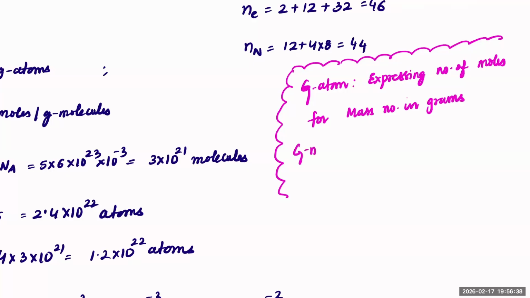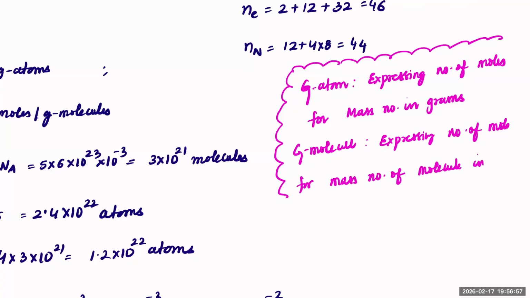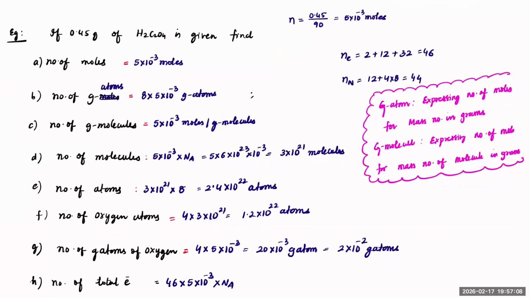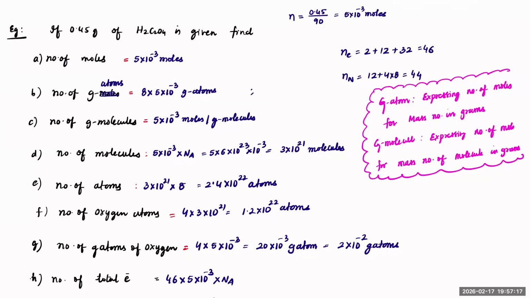Same way, gram molecules means expressing number of moles for mass number of molecule in grams. Is that clear, beta? Okay. So in short, it is all about moles only. Clear?